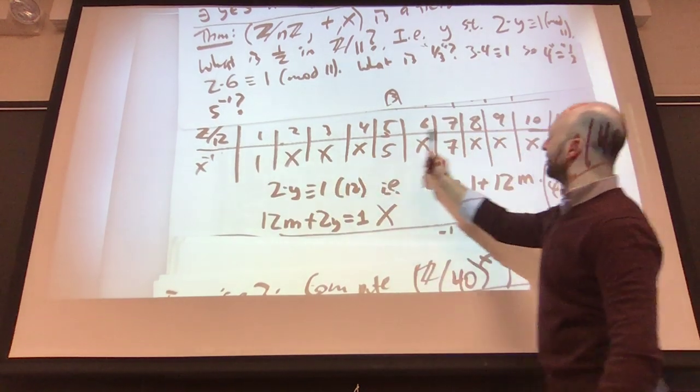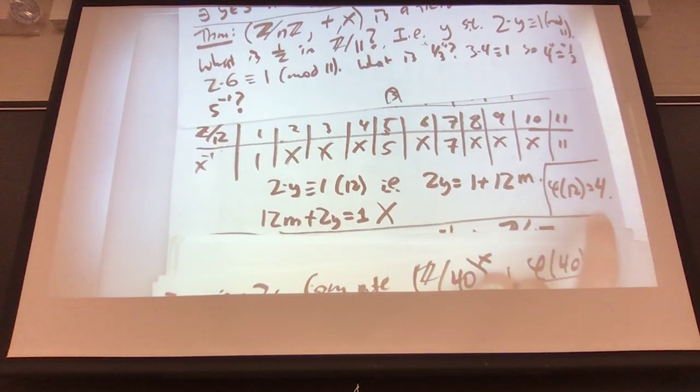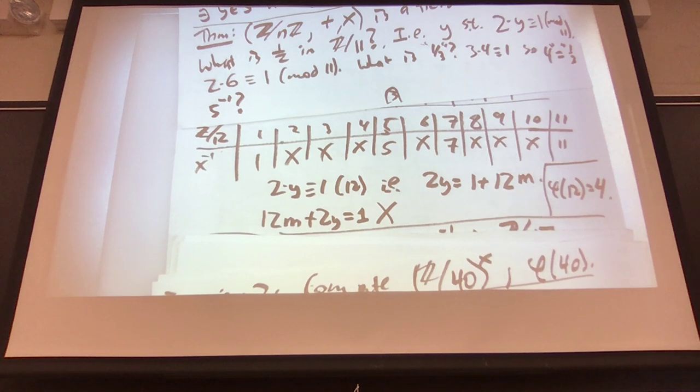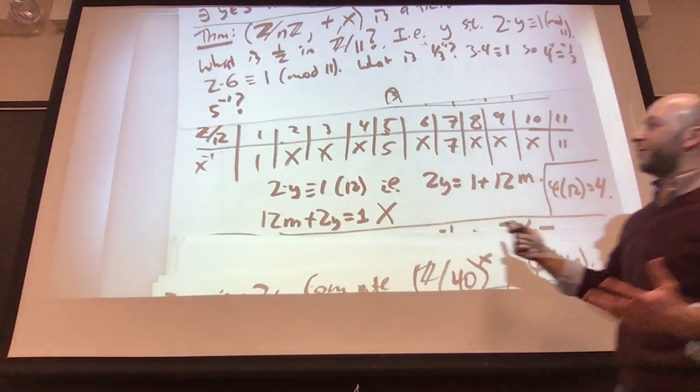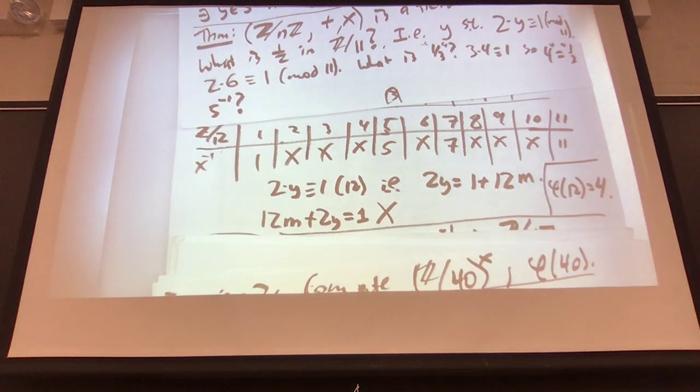1, 2, 3, 4. What is the group of units? Again, that just means what's the group of invertible elements? 1, 5, 7, 11. Those are the only invertible guys. What's the group structure of the group of units?